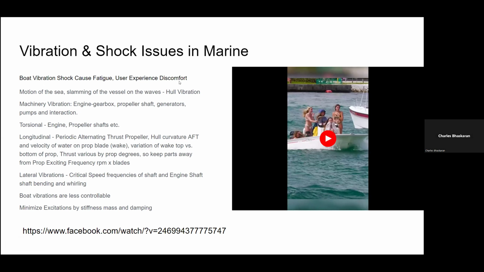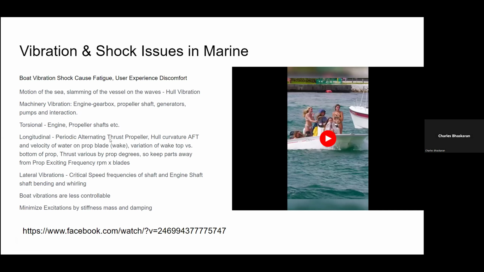In the motion of the sleeve slamming, you actually saw the hull is vibrating. Machinery in the boat is vibrating. So engine, gearbox, propellers, generators, all of these are vibrating. Just to split differently, the torsional vibration comes from the engines, propellers, shafts, etc. On the longitudinal vibration, when the boat's going forward, we get a periodic alternating thrust, which is basically the engine produces the thrust, right? So that thrust creates vibration.